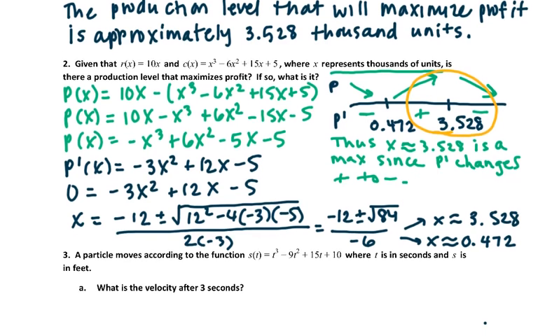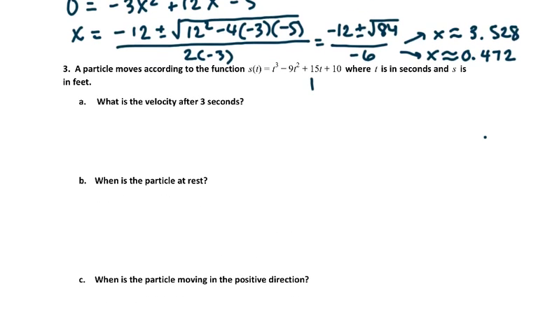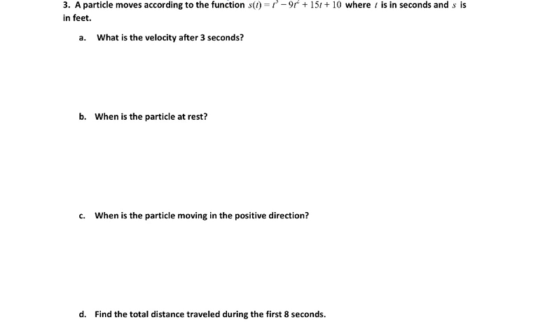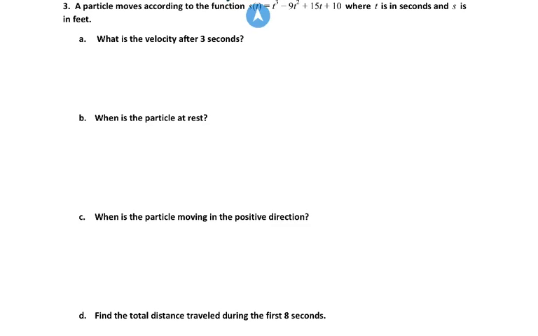So now question 3 is kind of a review problem with the velocity and acceleration, things that we've done before, but it's been quite a while. So it says a particle moves according to this function here, and remember S of t is the common notation used for position, where t is in seconds and s is in feet. So what is the velocity after 3 seconds?